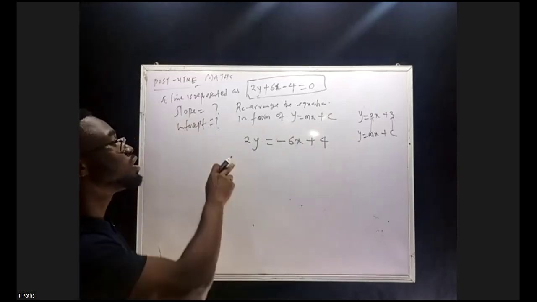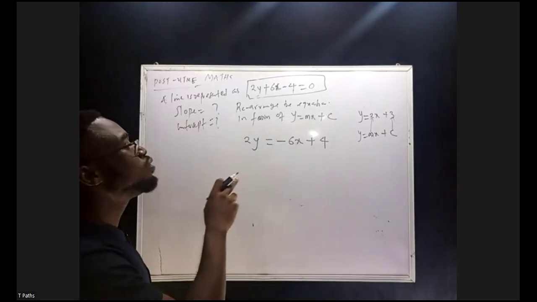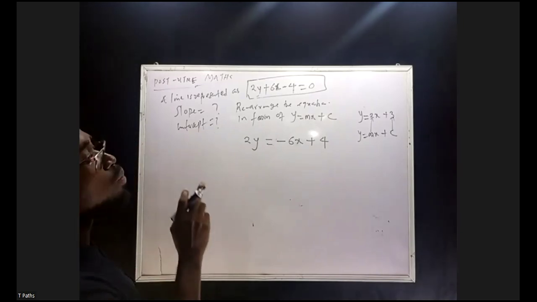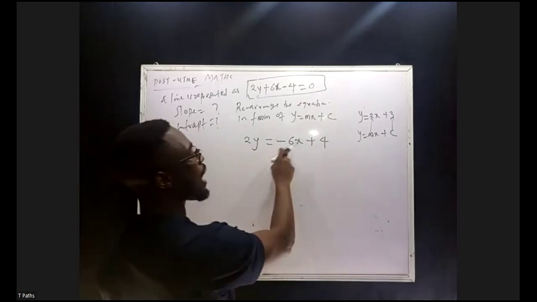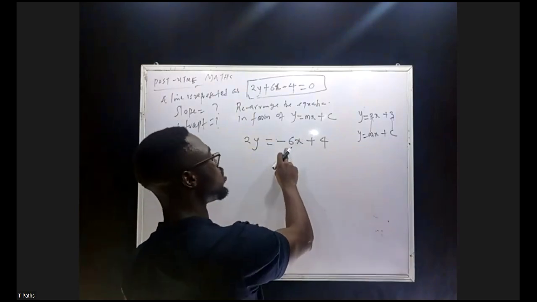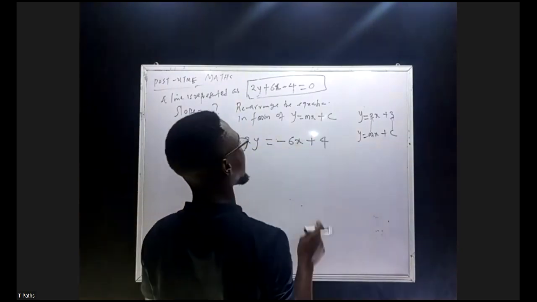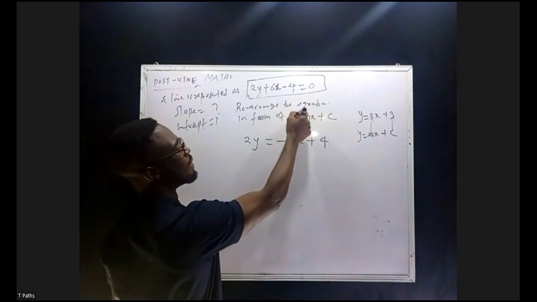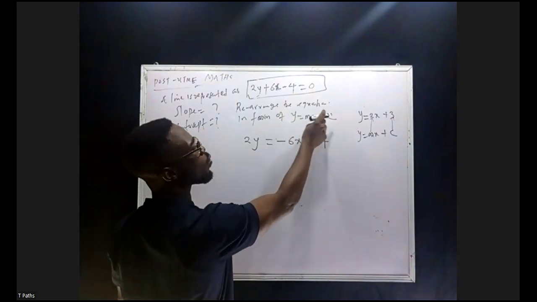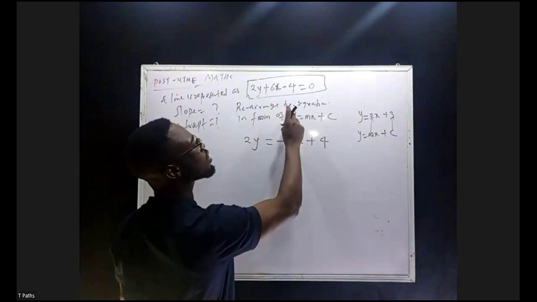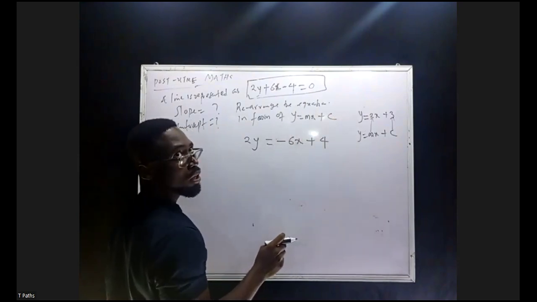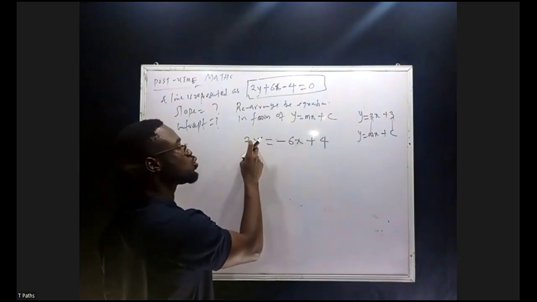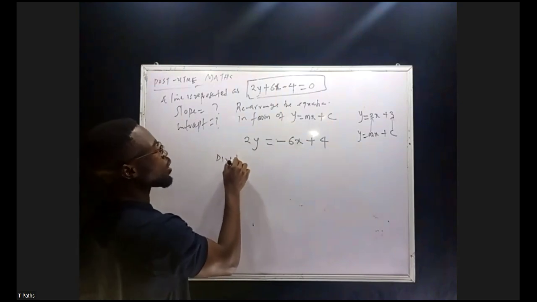But it is wrong. What is the problem with that? Why is -6 not the slope, and why is 4 not the intercept? If you look at this equation again, the equation says y equals mx plus c. The equation did not say 2y, but what I have is 2y. I need to make only y stand alone.